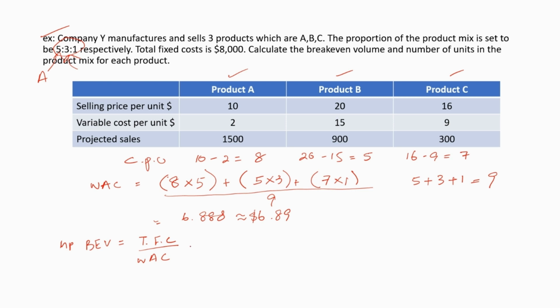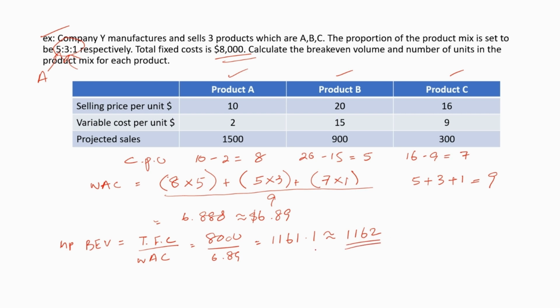contribution per unit. So the fixed cost amount is equal to 8,000 divided by 6.89. This is equal to 1161.1. Let's round it off to the next whole number, 1162.